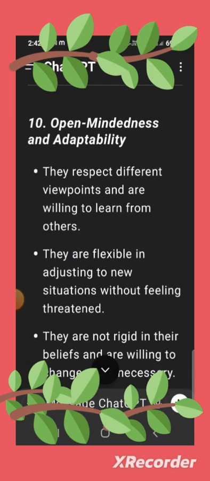Open-mindedness and adaptability. They respect different viewpoints and are willing to learn from others. They are flexible in adjusting to new situations without feeling threatened. They are not rigid in their beliefs and are willing to change when necessary. Example: a teacher adopts new teaching methods based on students' needs rather than insisting on traditional techniques.